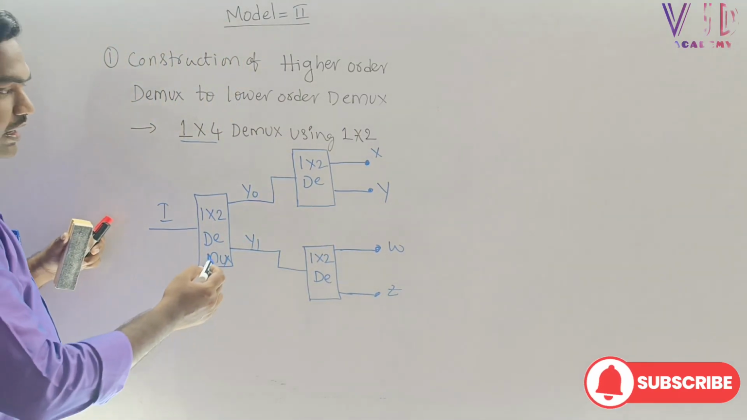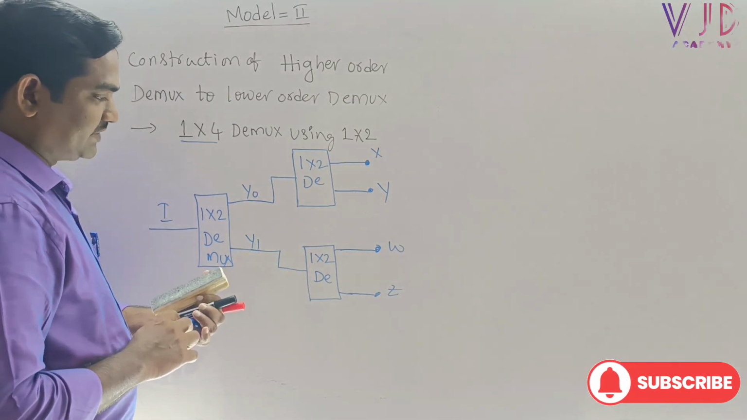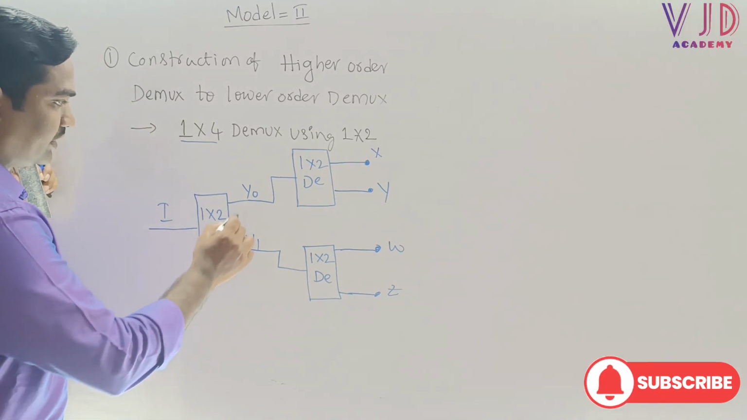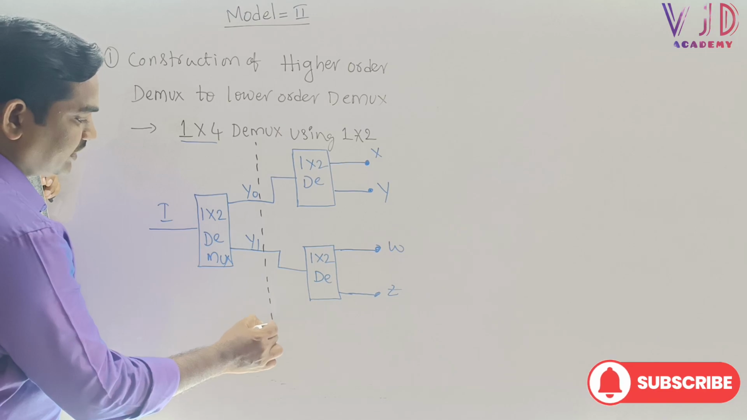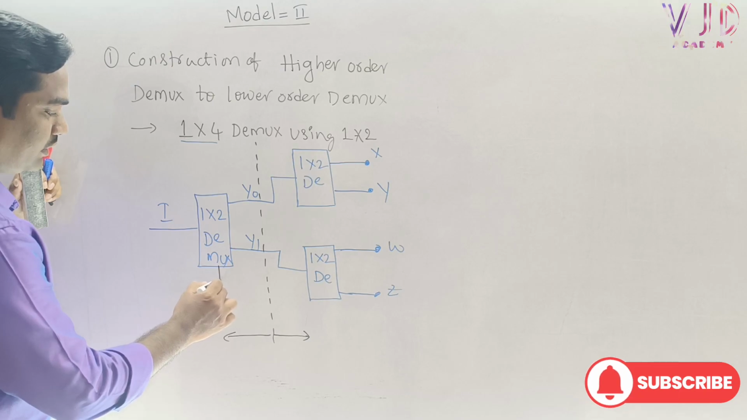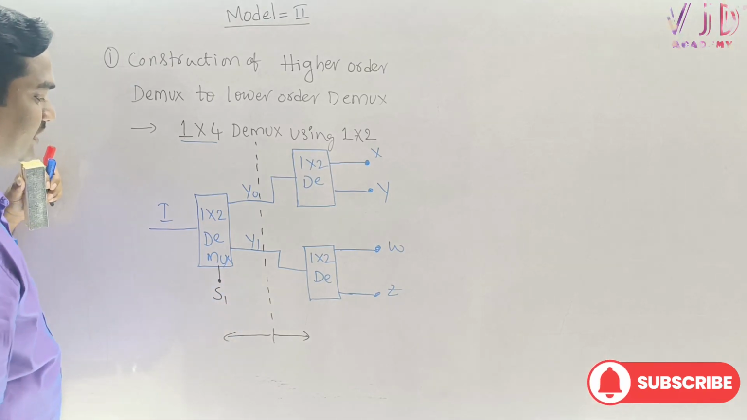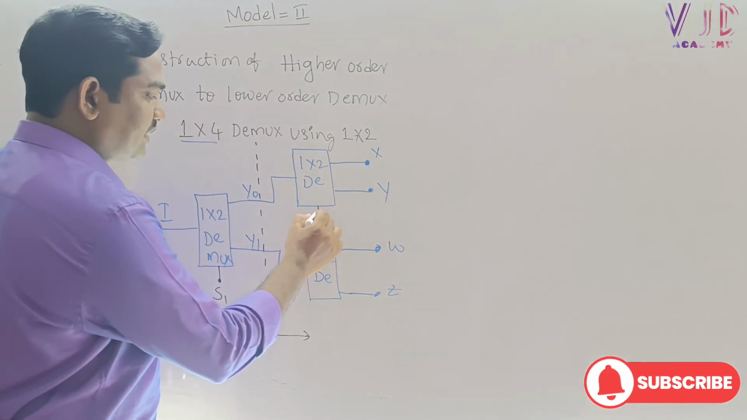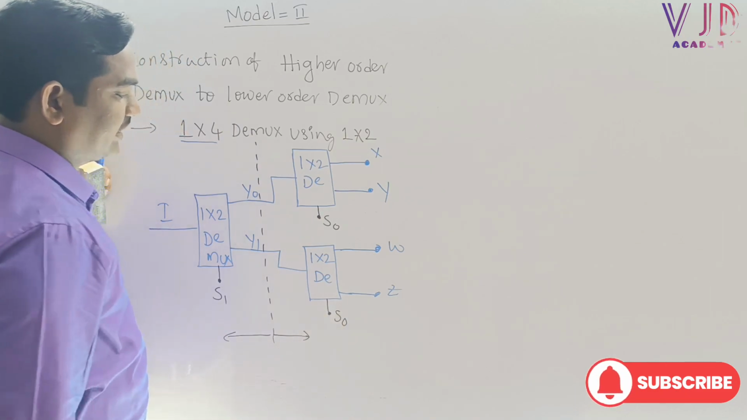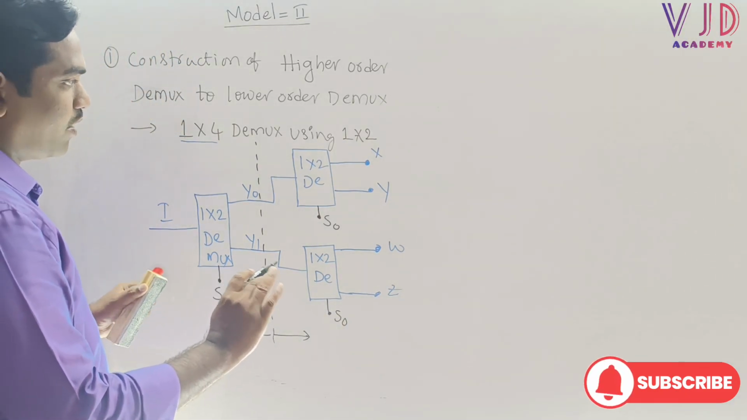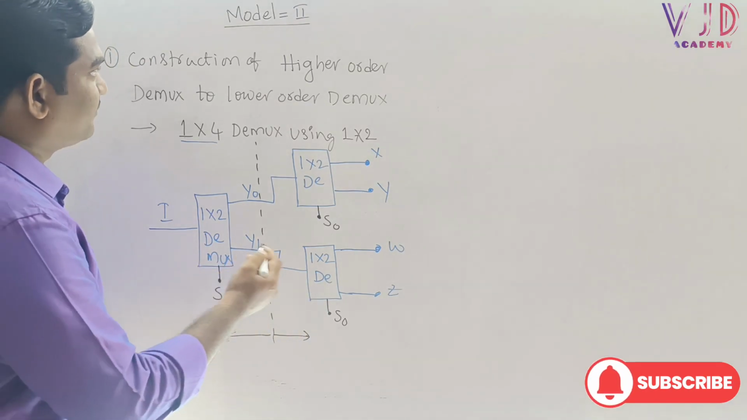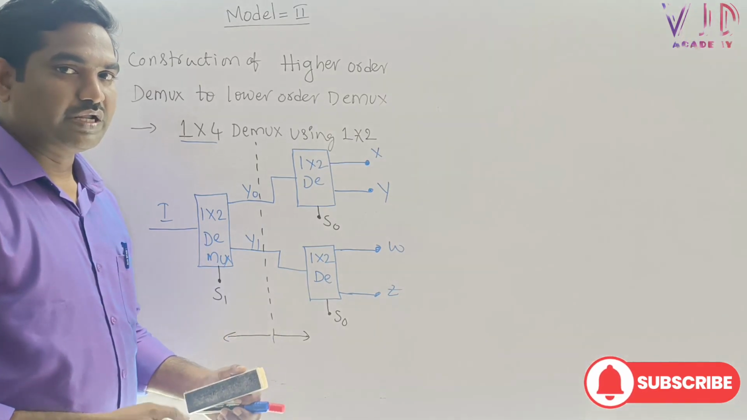Sir, here all these are 1 into 2 demultiplexers, and to operate every 1 into 2 demultiplexer, it should have a select line. This is the first stage and this is stage 2. The first stage should have S1 as the select line, and the second stage S0 is the select line. Sir, this is exactly opposite of 1 into 2 demultiplexer. If you just reverse it, we will be getting 1 into 2 demultiplexer.